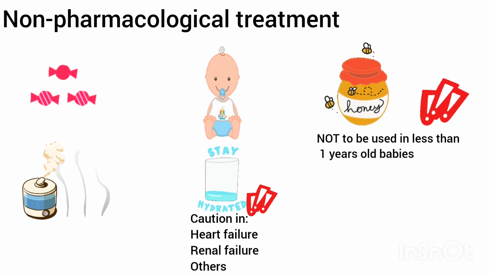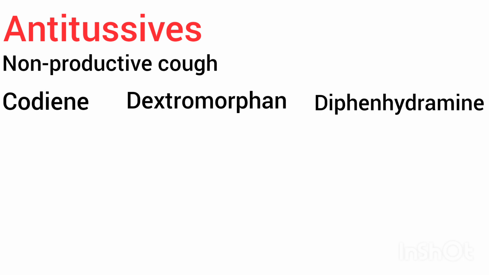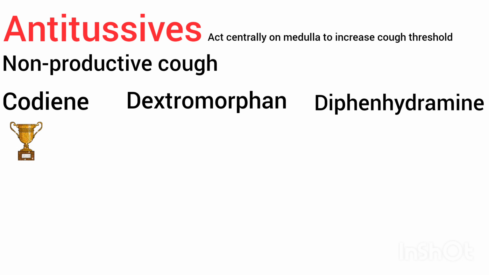As we mentioned earlier, antitussives are used for non-productive cough, and they include codeine, dextromethorphan, and diphenhydramine. Codeine is the gold standard antitussive. It acts centrally on the medulla to increase the cough threshold. Antitussive codeine doses have low toxicity and little risk of addiction. The most common side effects are nausea, vomiting, sedation, dizziness, and constipation.